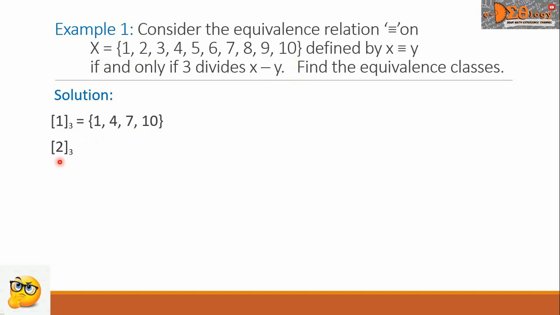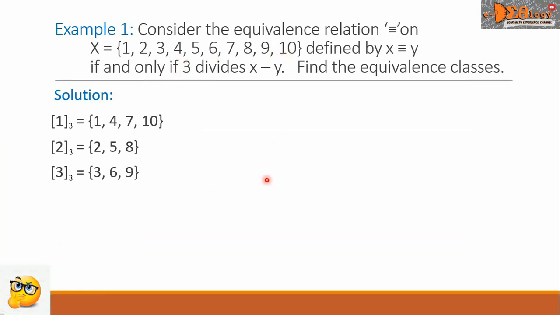Next is the equivalence class of 2 of the relation congruence modulo 3. The elements are starting from 2, 2 plus 3 is 5, 5 plus 3 is 8. Next is the equivalence class of 3 of the relation congruence modulo 3. The elements are starting from 3, 3 plus 3 is 6, 6 plus 3 equals 9. We shall continue to write the equivalence classes for 4 up to 10.